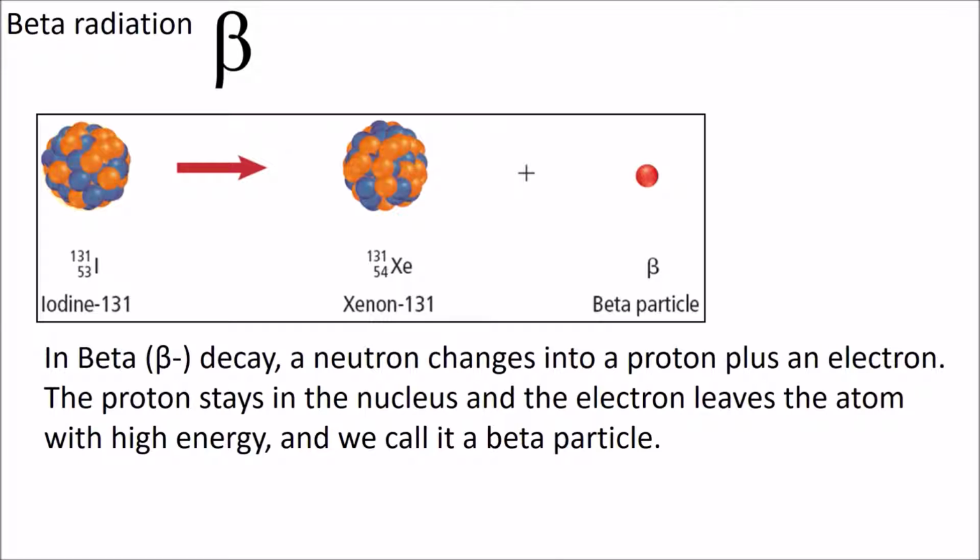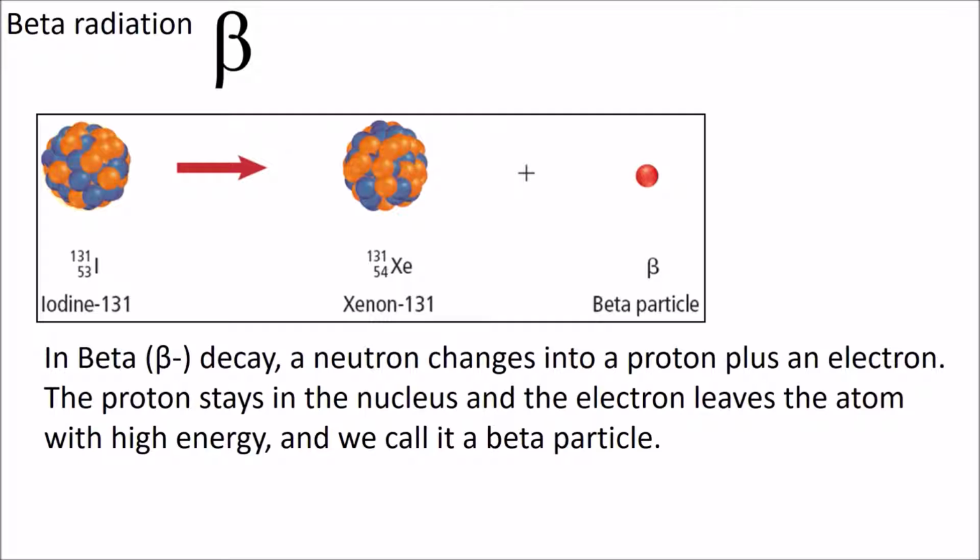In beta decay, a neutron in the nucleus turns into a proton and an electron. A neutron actually physically turns into a proton and an electron. The proton stays where it is, stays in the nucleus, and the electron is fired out of the atom.